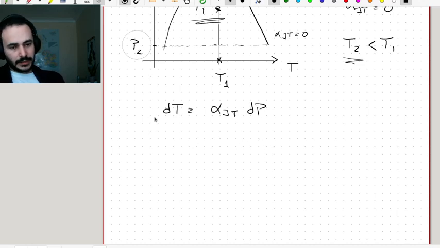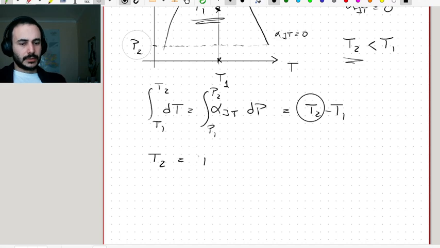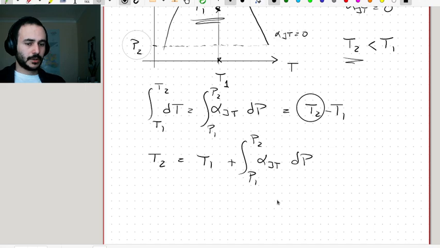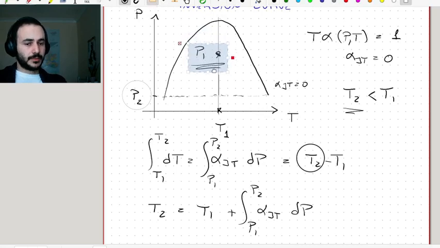And then I can integrate the two sides. Okay, so here I integrate from T1 to T2, and here I integrate from P1 to P2, right? And what this gives me is T2 minus T1 equals the integral that I have written there, right? So I want to minimize this thing here. I can write T2 equals T1 plus the integral from P1 to P2 of alpha_JT dP. Okay, and if you realize the only parameter that I'm playing with is this pressure. I can make it larger or smaller, but I'm playing around with it.